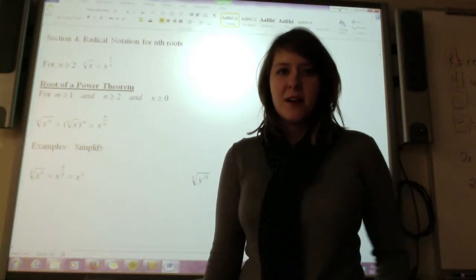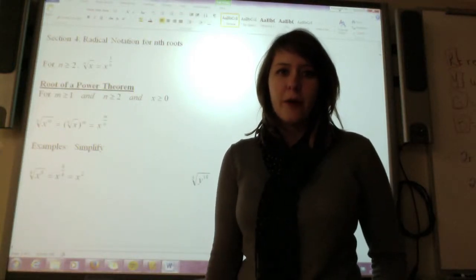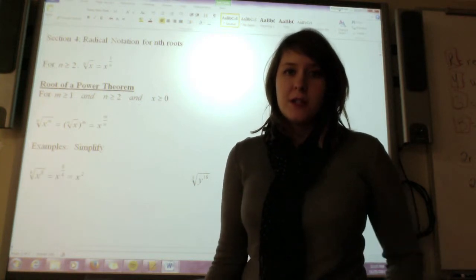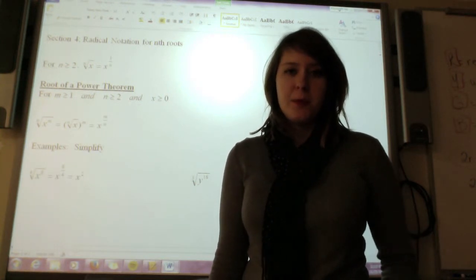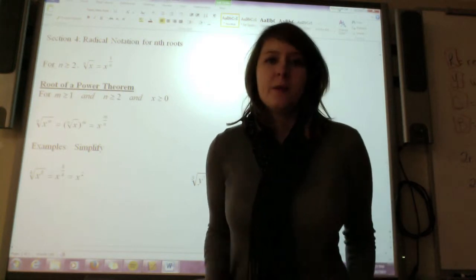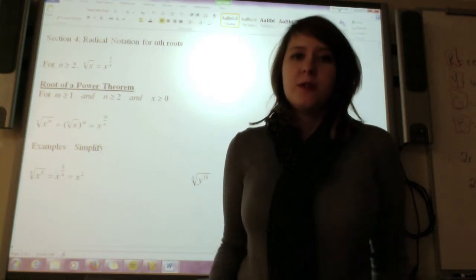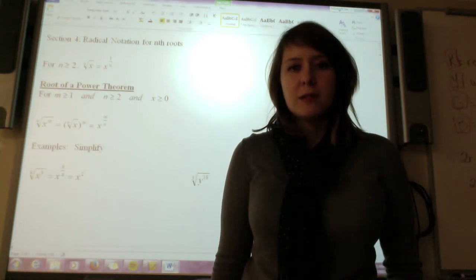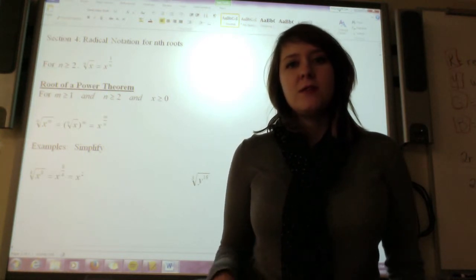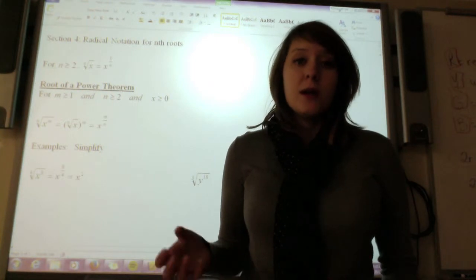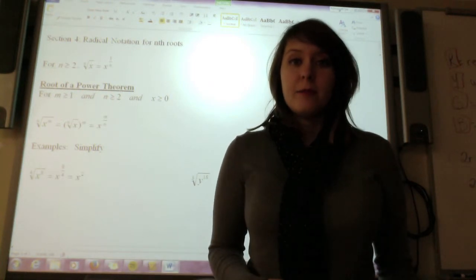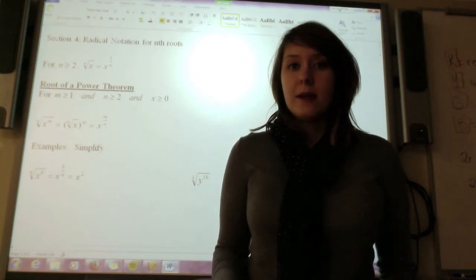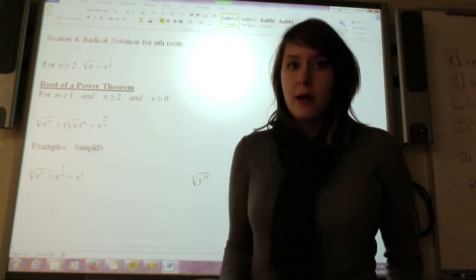Hey guys! Alright, today we're going to do section 4 of chapter 8, which is radical notation with nth roots. This section is actually pretty simple because we already talked about exponent rules, and basically we're just doing the same exact thing that we were doing in chapter 7 where we're talking about rational exponents, except this time instead of using the exponent form, now we're going to be using the radical form. So it's the same exact thing, the only difference is that we're writing it differently.